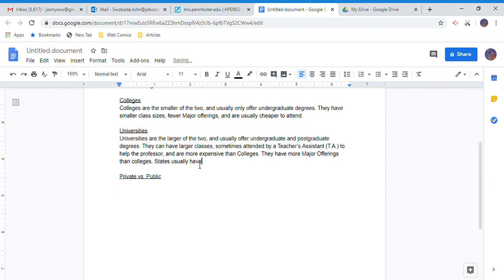Usually have flagship universities which have the state's name as their name, like University of Oklahoma, OU.